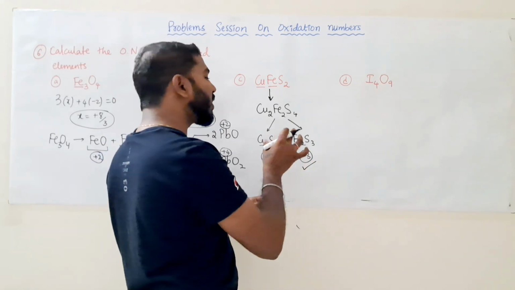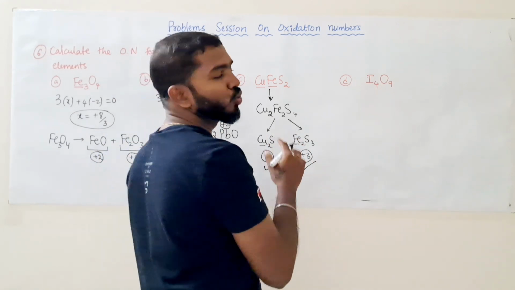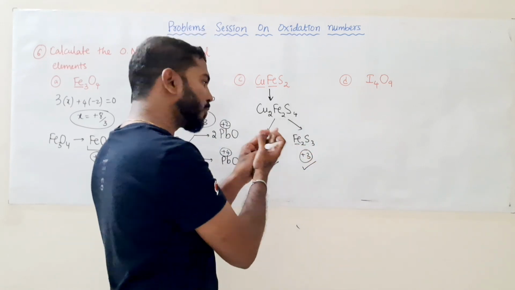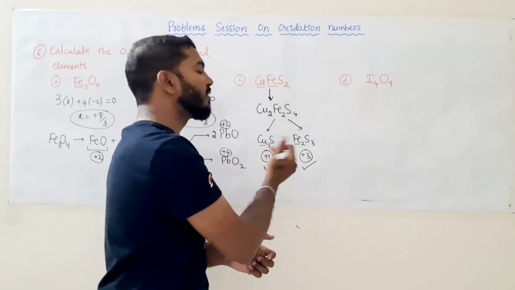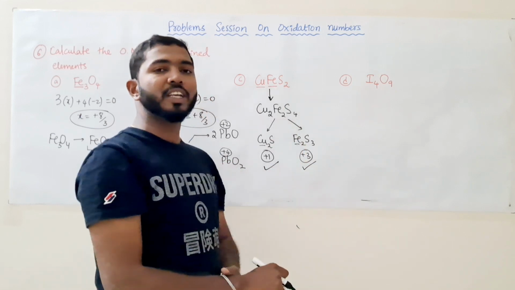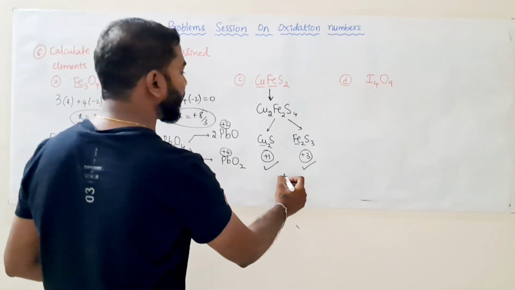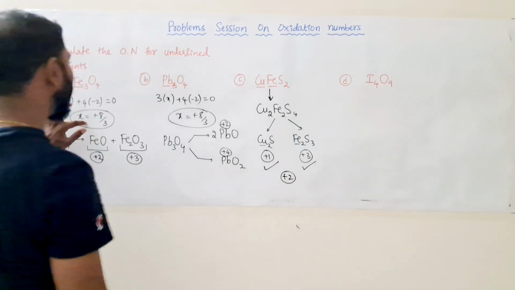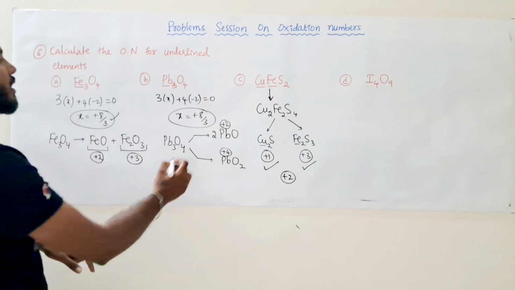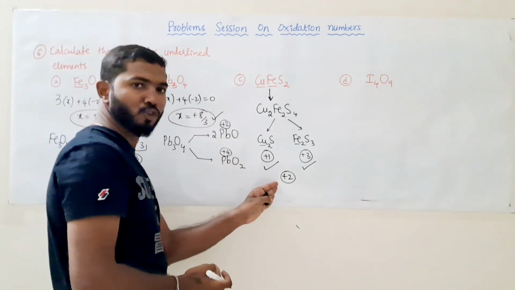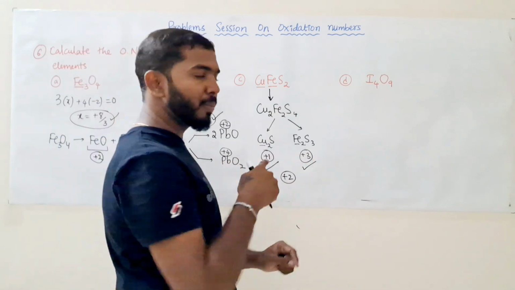Now if we want the average oxidation number, it is +1 plus +3, that is +4, by 2 atoms. The average oxidation number comes out as +2. So for Fe3O4 the average oxidation number is +8/3, and here it is +2. Individually it is +1 and +3, please take care of that.